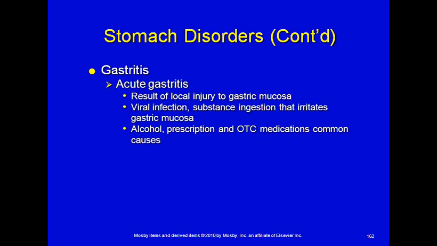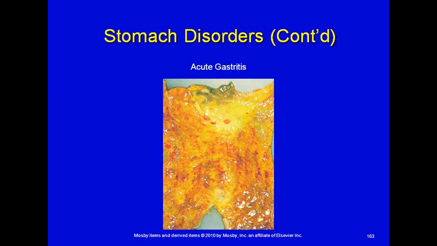Could be a viral infection, could be a substance that you ingested that irritates the gastric mucosa. Alcohol, prescription and over-the-counter medications are common causes of gastritis. Chronic alcohol use certainly can be inflammatory to the GI tract and the abdominal tissue. Prescription and over-the-counter medications, particularly aspirin and NSAIDs like ibuprofen, naproxen sodium, those things will cause an inflammation of the inside of the stomach. So here's an example of an acute gastritis.